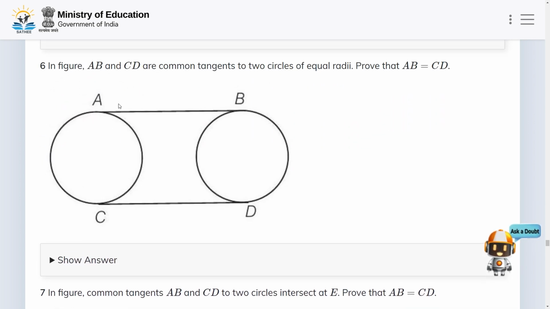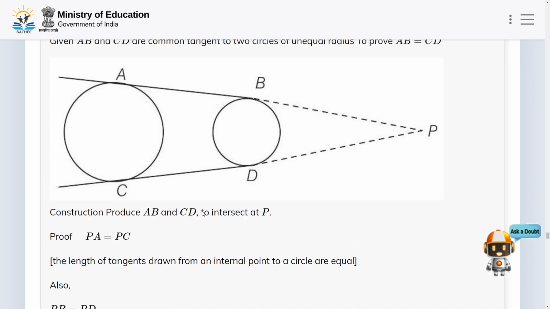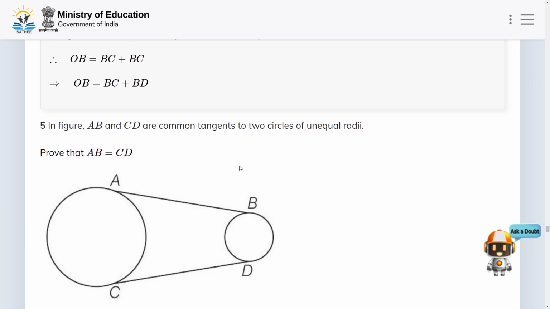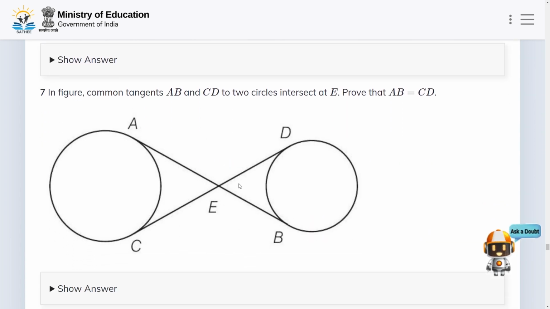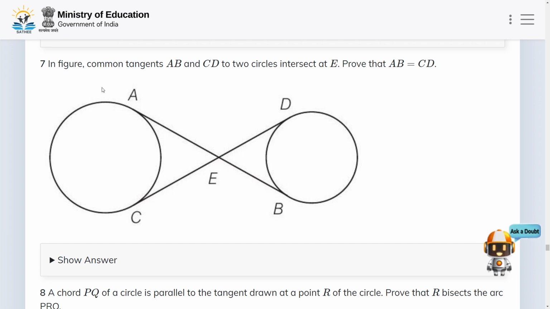In the next problem, here we have this figure, and in this figure AB and CD are common tangents to two circles of equal radii. This problem we have proved in the previous problem. They are actually the same problem. So now let us move to the next problem, problem number 7.